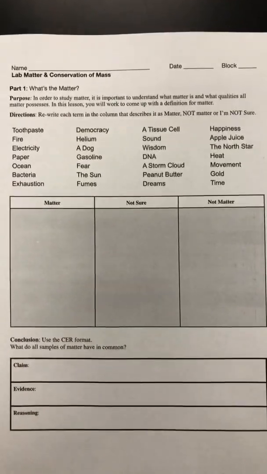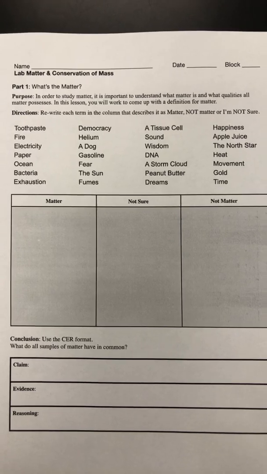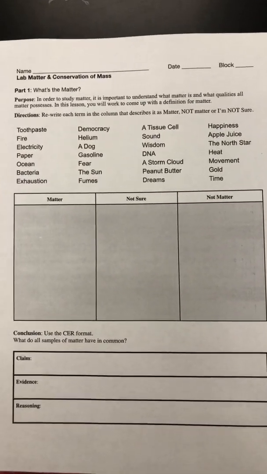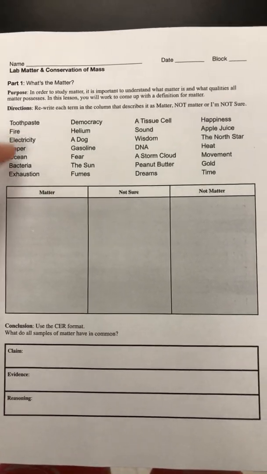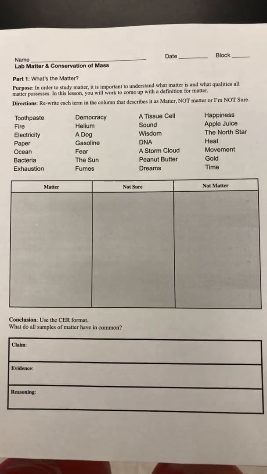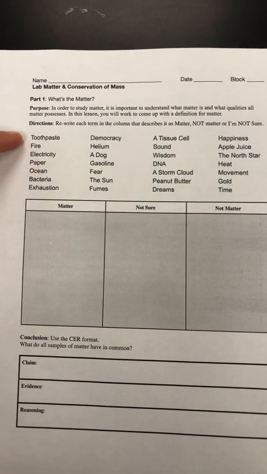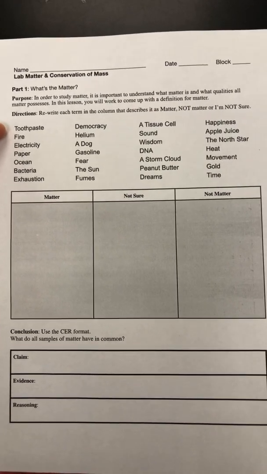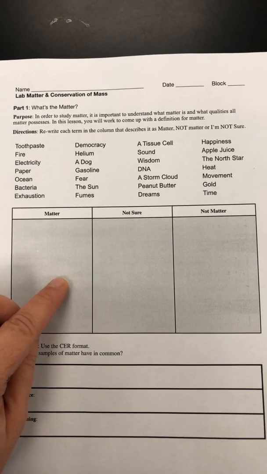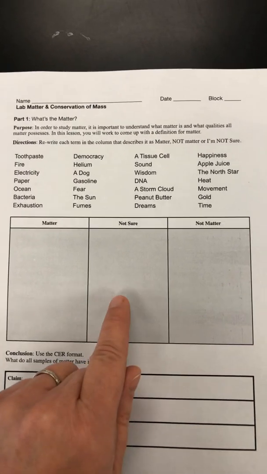So today you are working on the remote lab called Lab Matter and Conservation of Mass. So part one, simply go back to your notes, look at how we define mass, and you have a series of terms, and you need to determine, when you look at the word toothpaste, now think about what you know about toothpaste. Does toothpaste represent a form of matter, a type of matter?